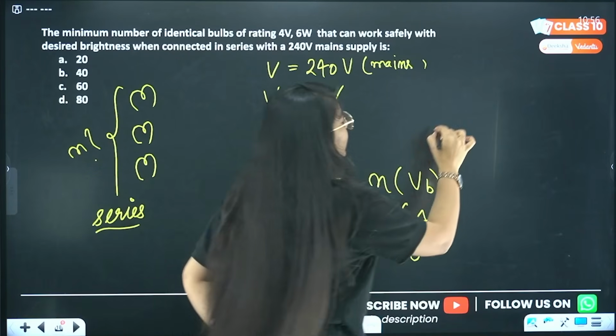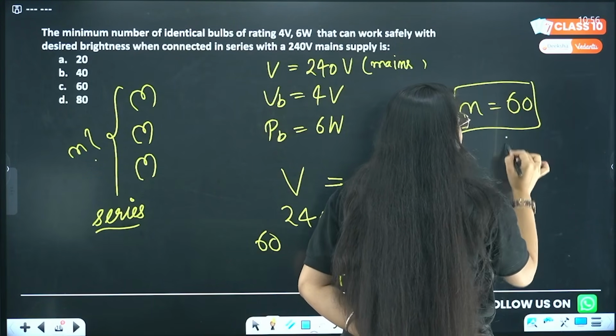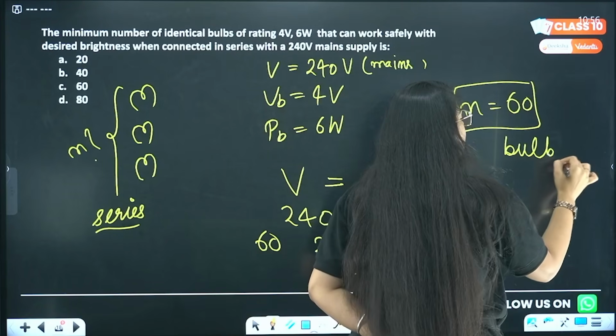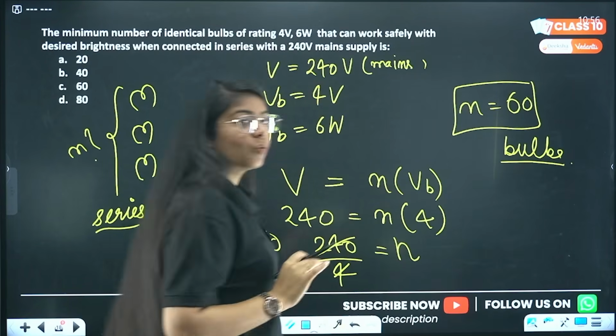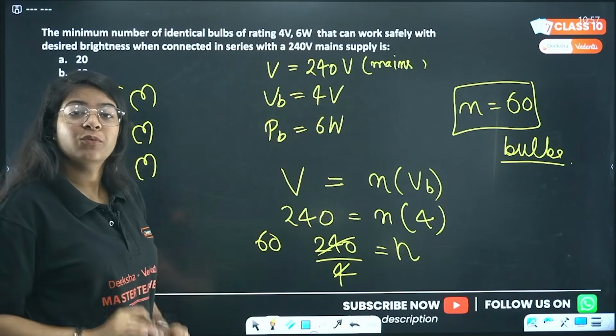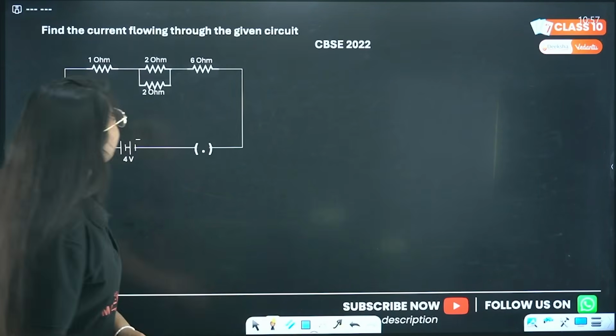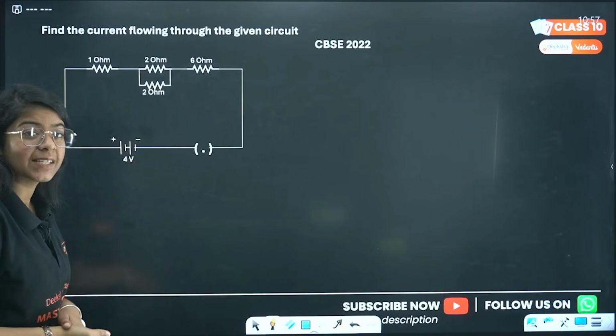That means we can connect 60 bulbs in series so that each bulb gets a voltage of 4 volt when the mains supply is 240 volt. Understood? Next question, find the current flowing through the given circuit.